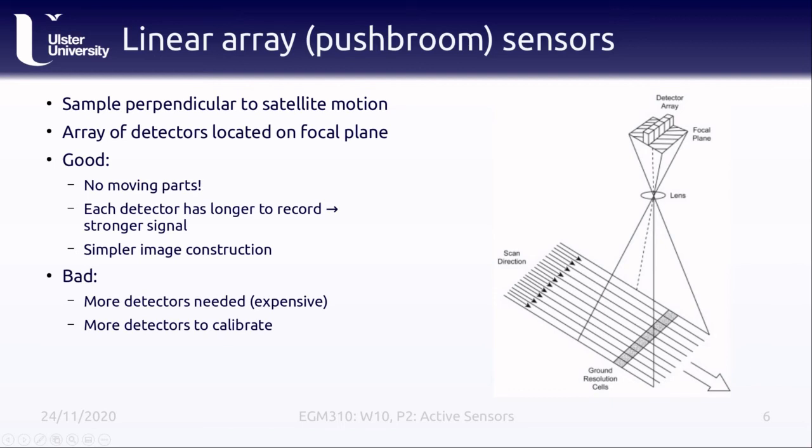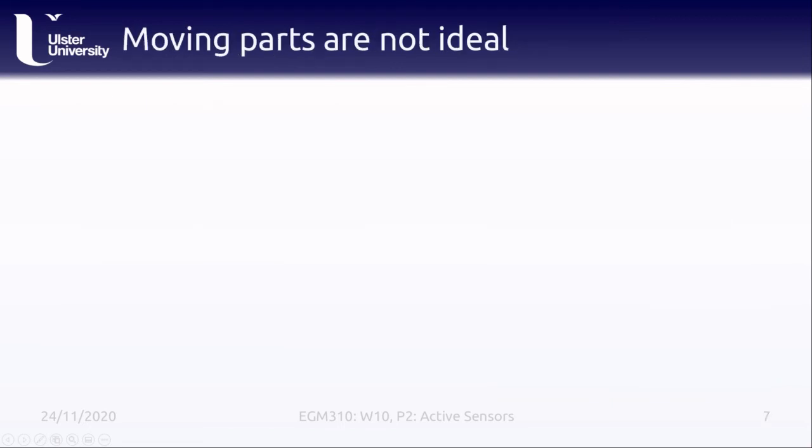More detectors also means we have more detectors to calibrate, which can become difficult to work with over time as the detectors themselves degrade. But again, not having moving parts is a big advantage that push broom sensors have.